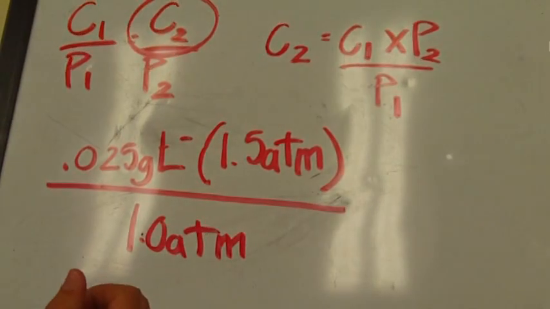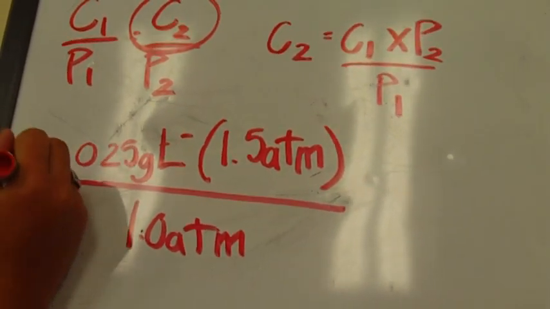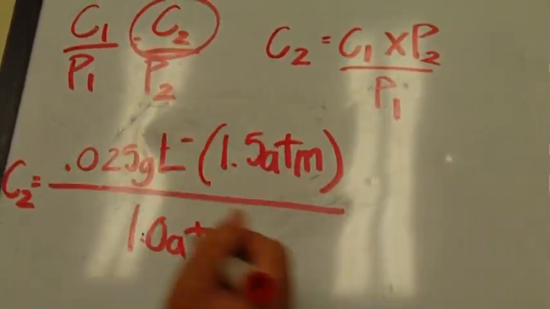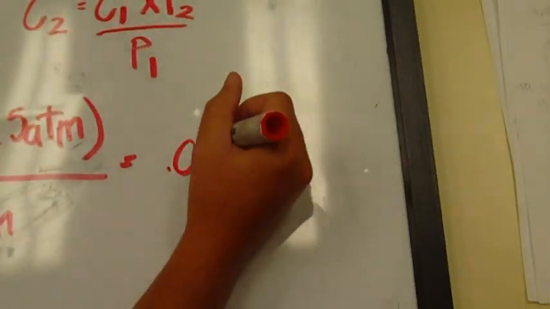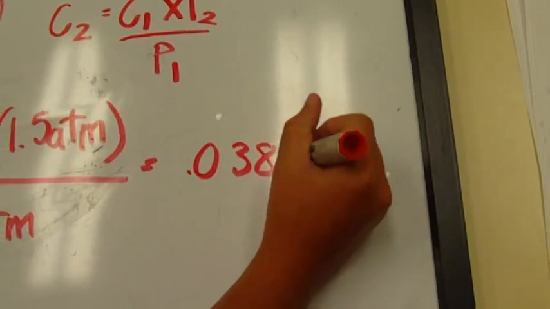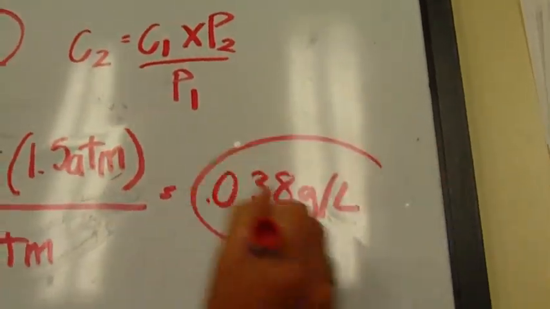And this is equal to, again, C2. So we're going to do this math right here, and we'll get an answer equal to 0.038 grams per liter. And that is the answer.